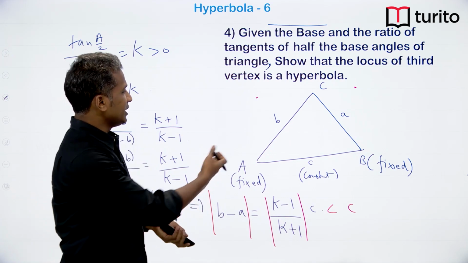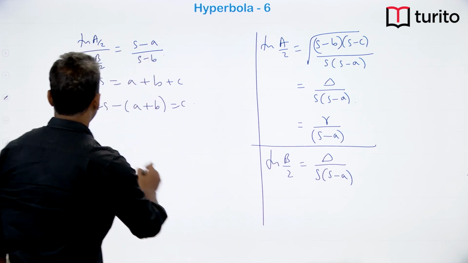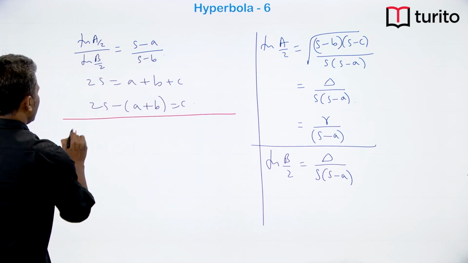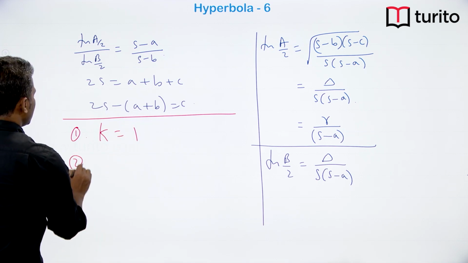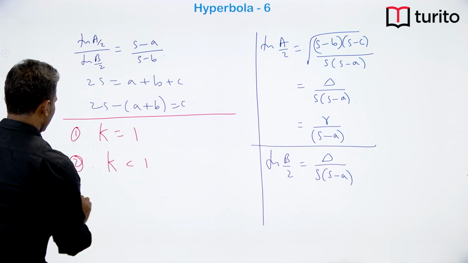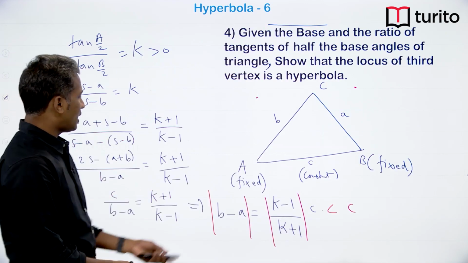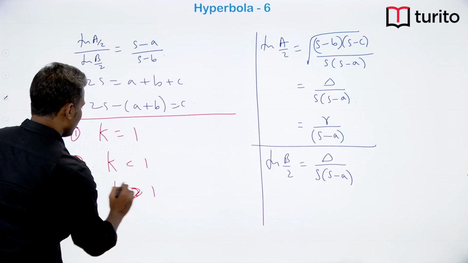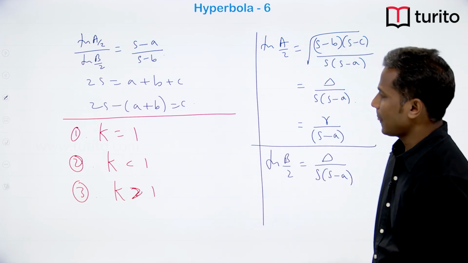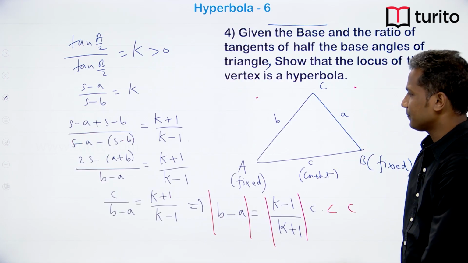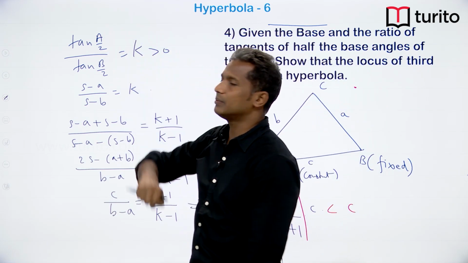So here we can take those cases that you were confused with. One case was what happens when k is equal to 1. Second case was what happens when k is less than 1. And what happens when k is greater than 1. I discussed them in a simple qualitative manner, but now I will explain them completely with the diagram. If k is equal to 1, what do we get? If k is equal to 1, that means tan A by 2 is equal to tan B by 2.